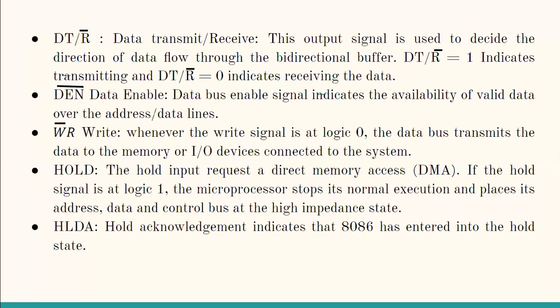If the hold signal is at logic 1, the microprocessor stops its execution and gives the control of all its buses to that external peripheral. It does not perform any data transfer, but it simply performs its execution operation, which does not require the buses. HLDA is a hold acknowledgement signal which indicates that 8086 has entered into the hold state. It cannot perform any data transfer as it has given all the control of its buses to some other peripheral for direct memory access.